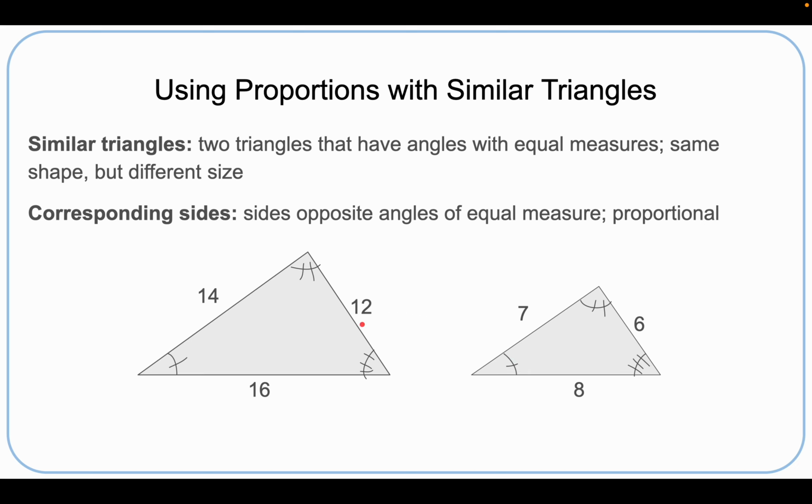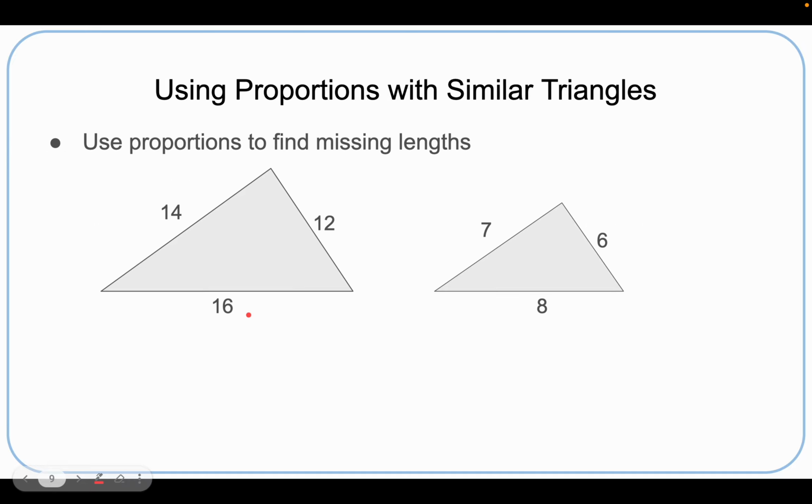So that means that these sides are corresponding sides. The 12 and the 6 are corresponding sides. And then, so I can show this on here. The 14 and 7 are corresponding sides, and the 16 and 8 are corresponding sides.